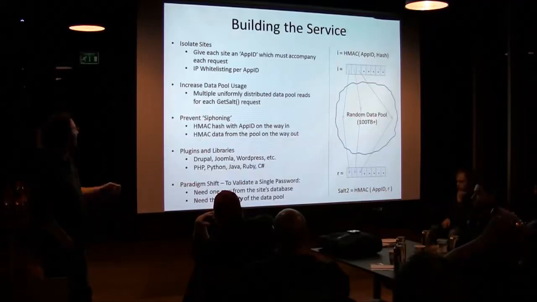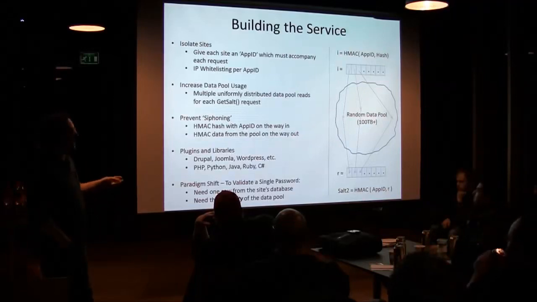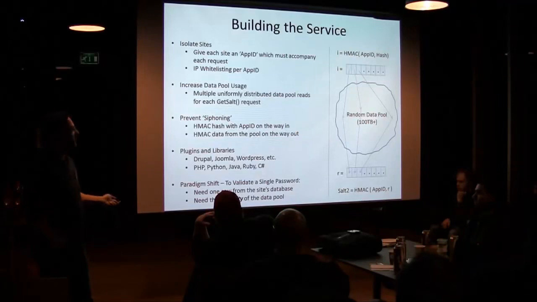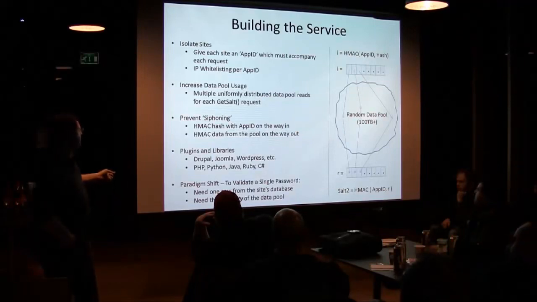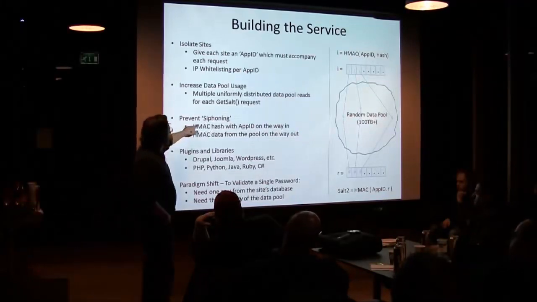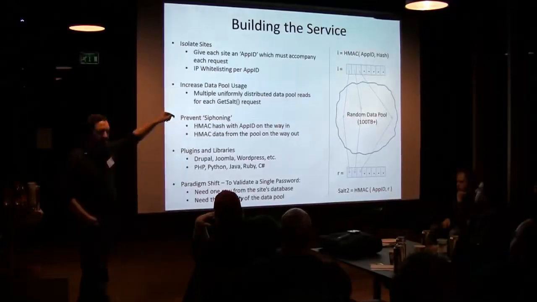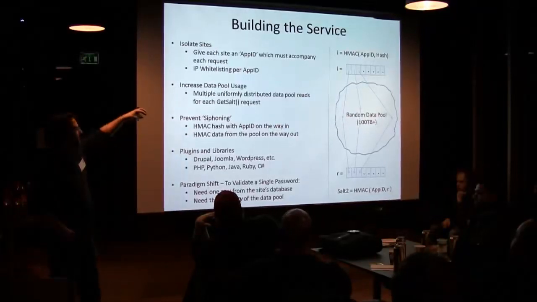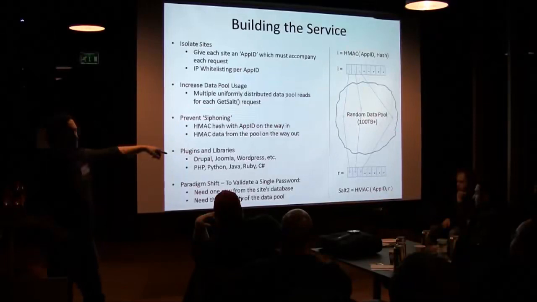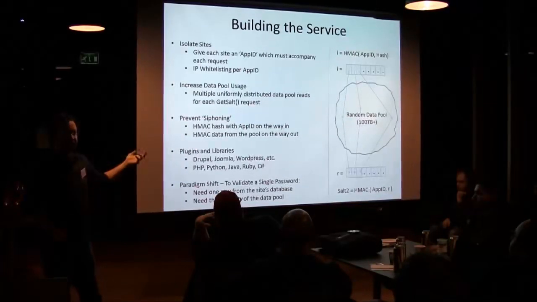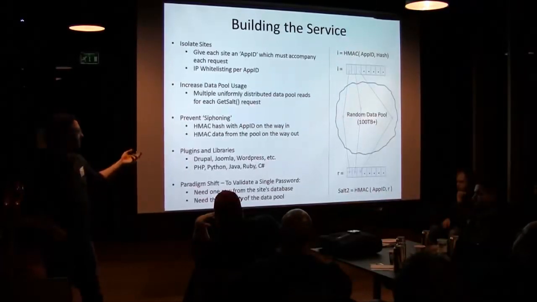We're going to HMAC whatever comes, that hash that they give us with their app ID, so that they don't really have control over what we use as the index. And then we'll HMAC again on the way out so that the data that they see is not actually the data in the data pool. And that prevents any kind of siphoning.